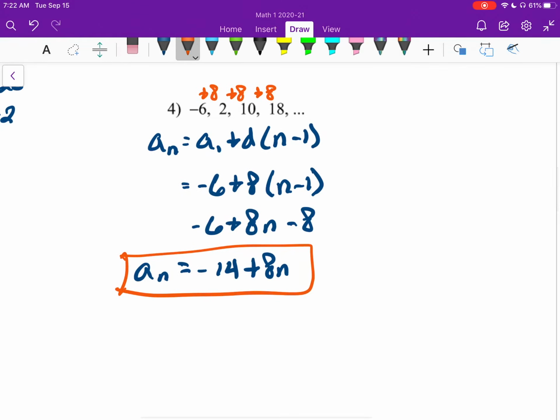All right. And that there is about the shortest amount of work that you can do. You could probably eliminate this step whenever you write the formula, but you still need to have this one and this one written.